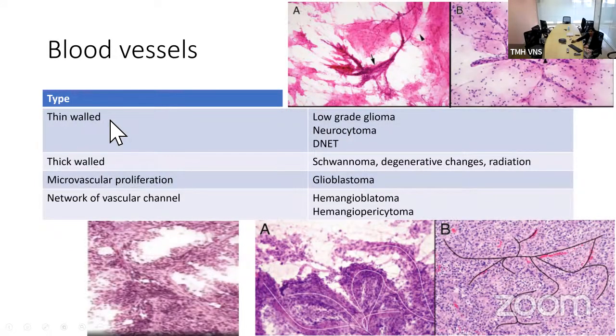Now, thin-walled blood vessels can be found in low-grade gliomas, neurocytomas, DNET. Thick-walled hyalinized vessels can be seen in schwannomas, and microvascular proliferation can be found in glioblastomas. A network of vascular channels like here can be seen in hemangiopericytomas, with these blood vessels and tumor cells attached to it. These are thin-walled blood vessels which are seen in low-grade gliomas, and this is an example of ganglioglioma. And this is an example of florid microvascular proliferation in glioblastomas.